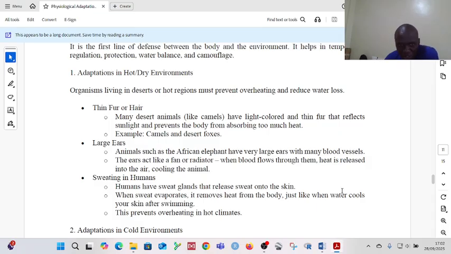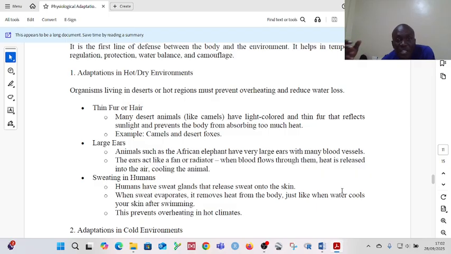There are some other animals which will have large ears. Talk of the African elephant. The large ear has very many blood vessels. So in a way, the ear will act as a fan or a radiator. When blood is flowing through them, heat is lost into the air. Then what happens is the animal ends up cooling its body.